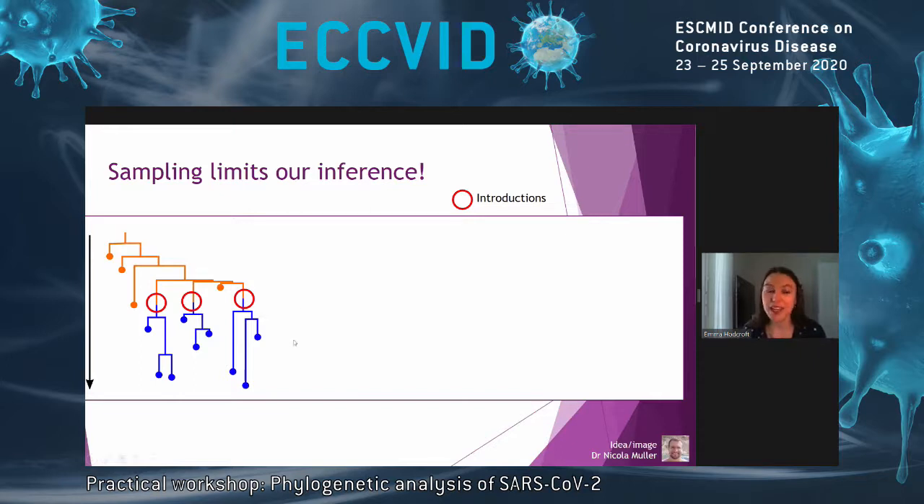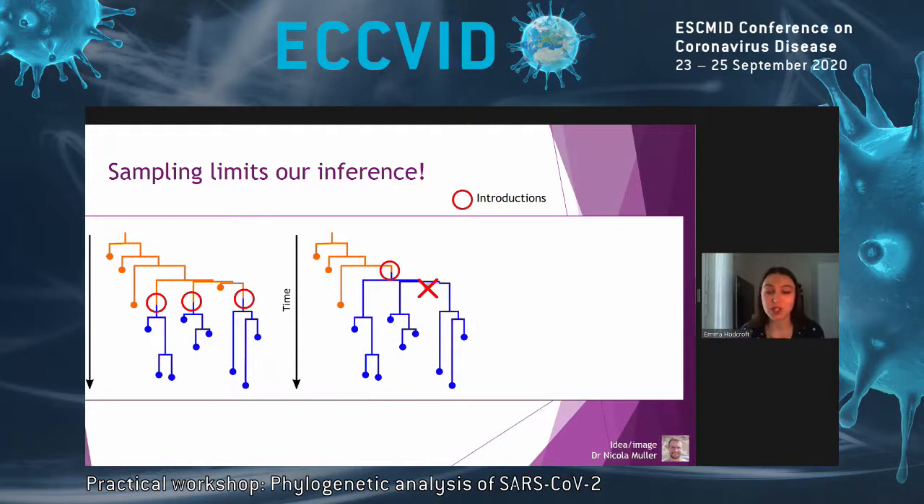But let's say that we didn't have all of these sequences, we were missing a few. In particular, if we were missing this orange sequence, if that one went away, we now might make quite a different inference. We might say, okay, well, it still started in the orange country and spread to the blue country, but now it looks like actually there was just one introduction in time.